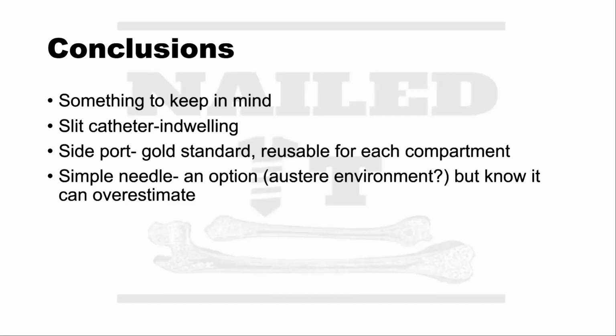And then the simple needle, at this point, we keep in the back of our heads that if maybe we're in an austere environment, we don't have anything else, we need to jerry-rig something, it is something that we could do. We know in the back of our heads that it might be overestimating our values. There's also some other papers out there that mention that at low pressures it might overestimate the values, and at high pressures it might underestimate the value. So it's a little bit harder to interpret that 18 gauge or simple needle. So we like to use that side port.